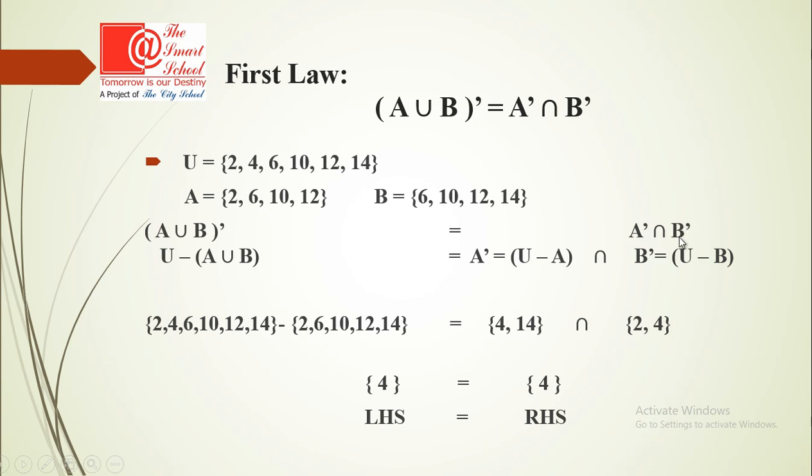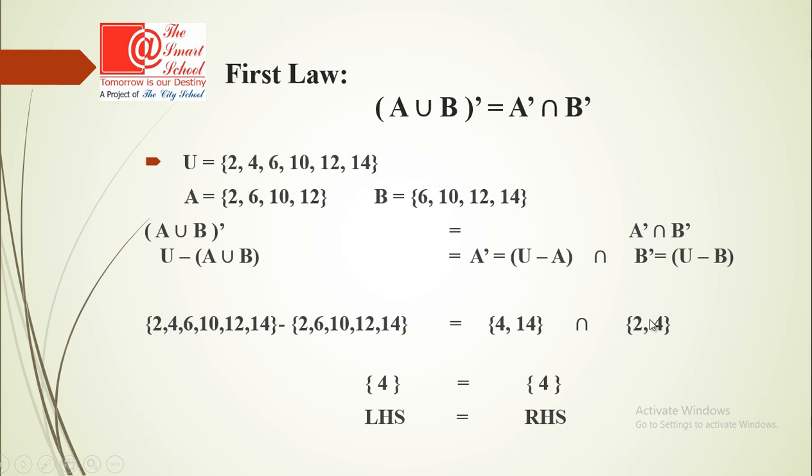Now B complement, so we will do universal set minus B. So it is universal set. When we will minus B from it, we will get 2 and 4, because see, this universal set has 2, B doesn't have, then 4, that is not even here, then 6, 10, 12 and 14 are here also. So we will not write, only 2 and 4 are the members of B complement.